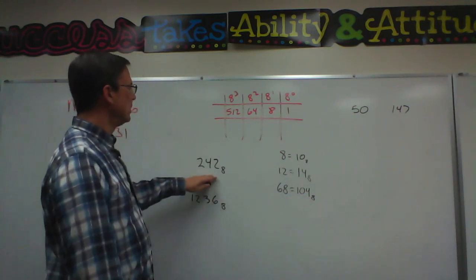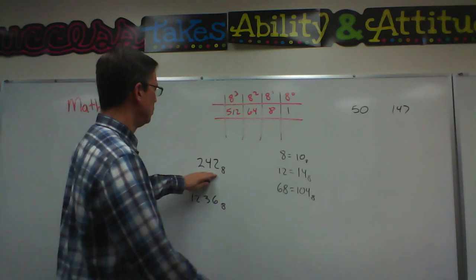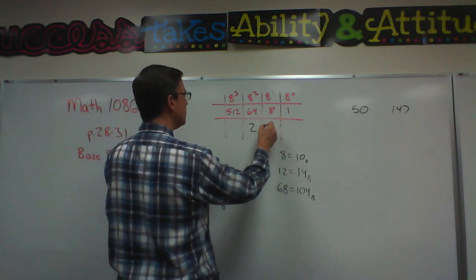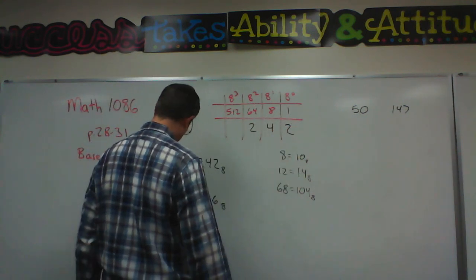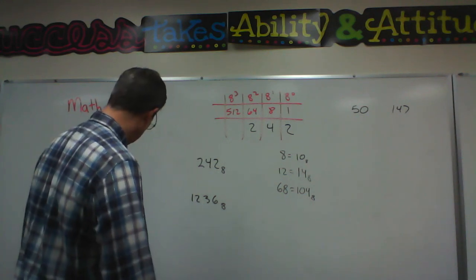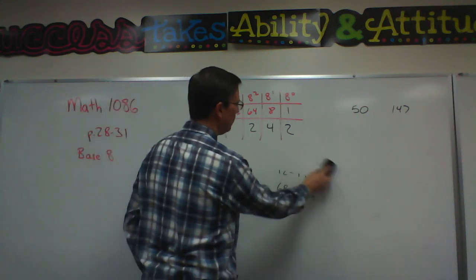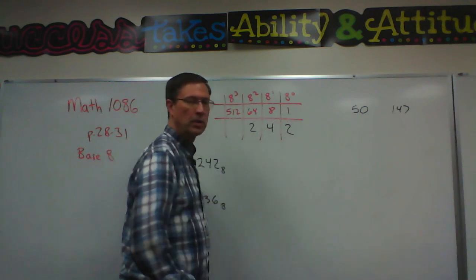Let's go this direction now. Let's take the number 242 and figure out what that would be. So I put a 2 here, a 4 here, a 2 here. Where's my eraser? Here we go. I'm going to get this out of the way so I can write right here in front of the camera.